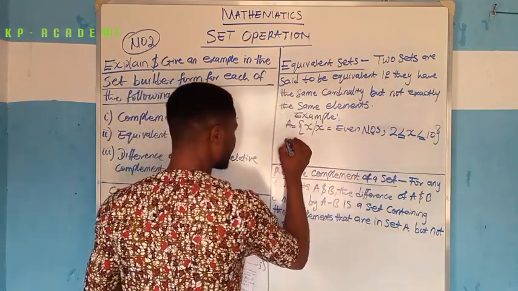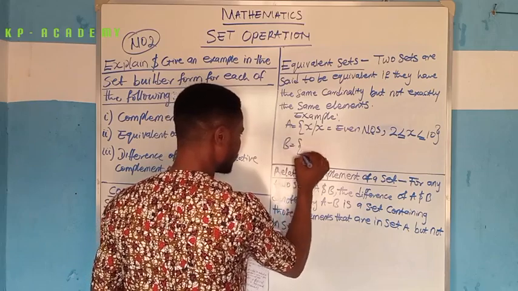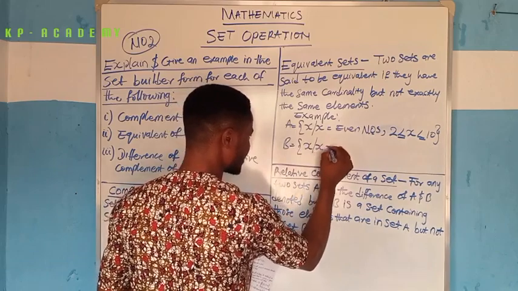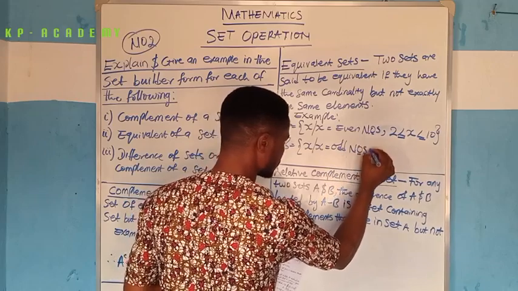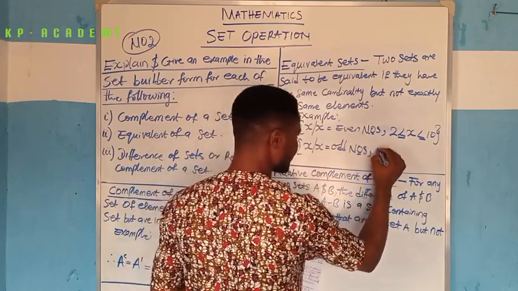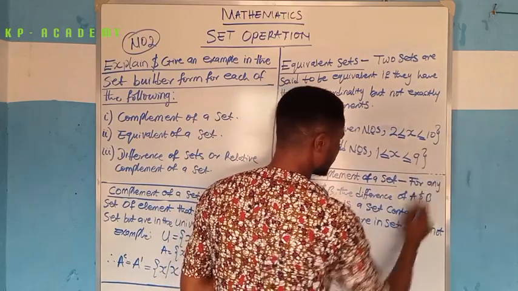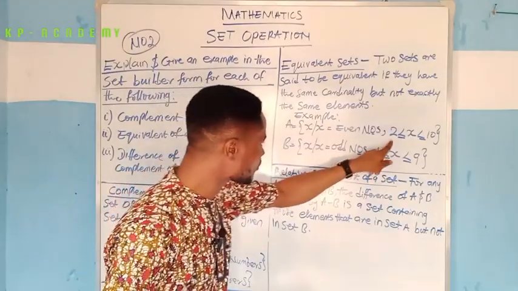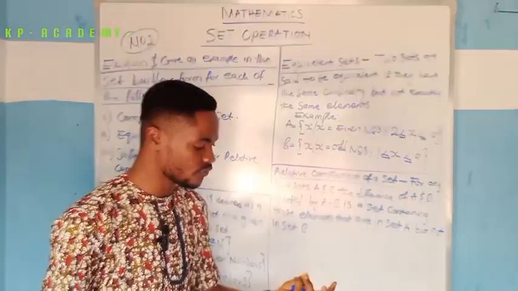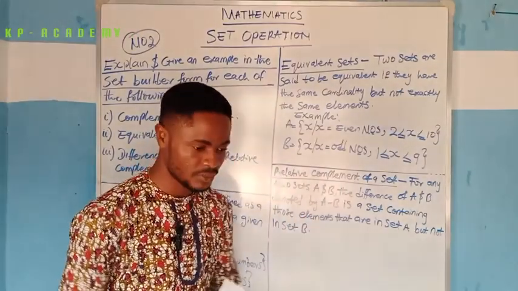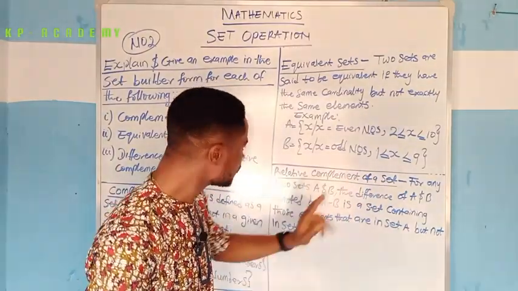Now, let another set B be the set of S such that S is an odd number. These odd numbers will range from 1 to 9. If you watch carefully, even numbers from 2 to 10 is actually how many? It's actually 5: 2, 4, 6, 8, 10. And odd numbers from 1 to 9 is still 5 numbers. So if you check carefully, set A.